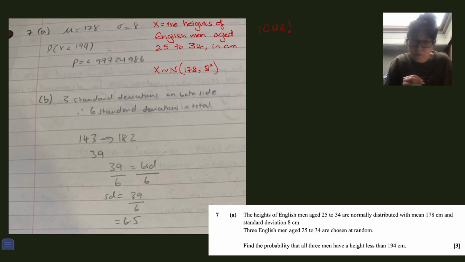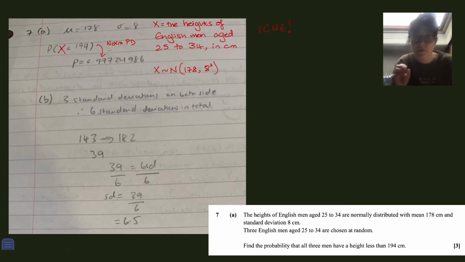So the question says, find the probability that all 3 men... well, we can't do all 3 at once, we'd have to do one at a time. We can take one man and find the probability that that man has a height less than 194. I think that might be what you've done. So the probability that a man chosen at random, aged 25 to 34, has height less than 194, we've just put this straight into the calculator, norm CD. Don't forget you put in the standard deviation in the calculator, not the variance, and then it will give you a probability. I'll check later that that's the right probability.